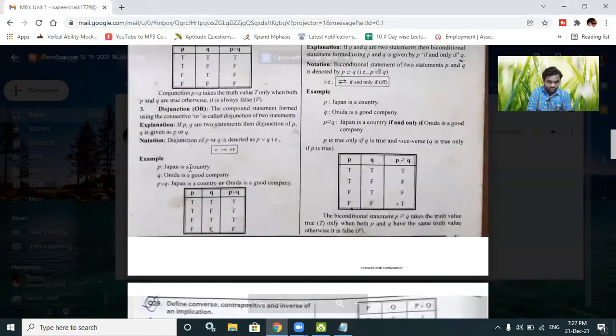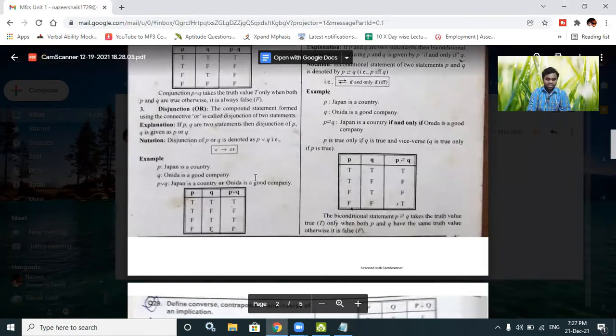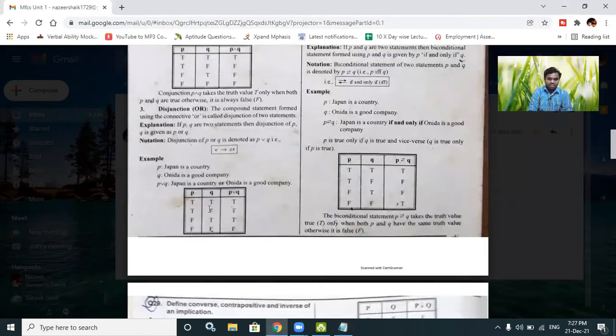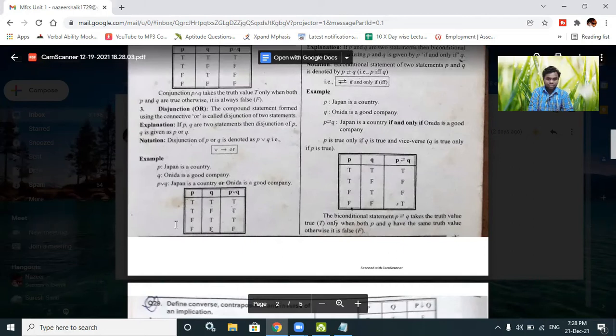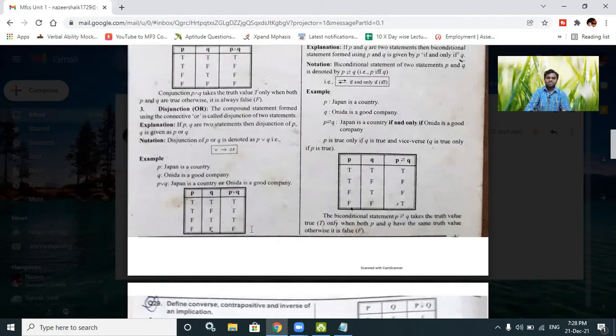Here we have given P: India is a country, Q: Lenovo is a good company, P or Q. That means if any one of these statements, either P or Q, is true, the answer will be true. True, false: the answer will be true, because any one statement being true makes the result true. If both statements are false, then the result will be false. So this is all about disjunction.